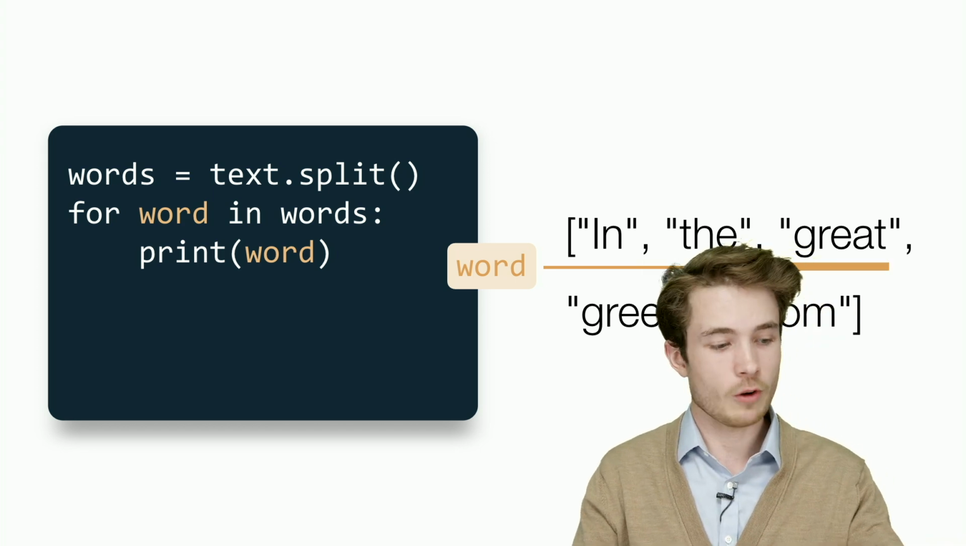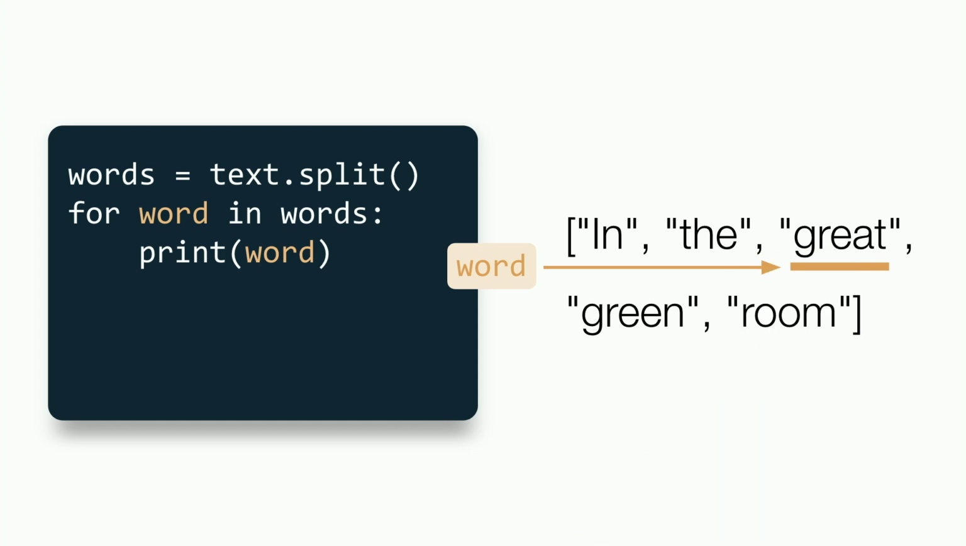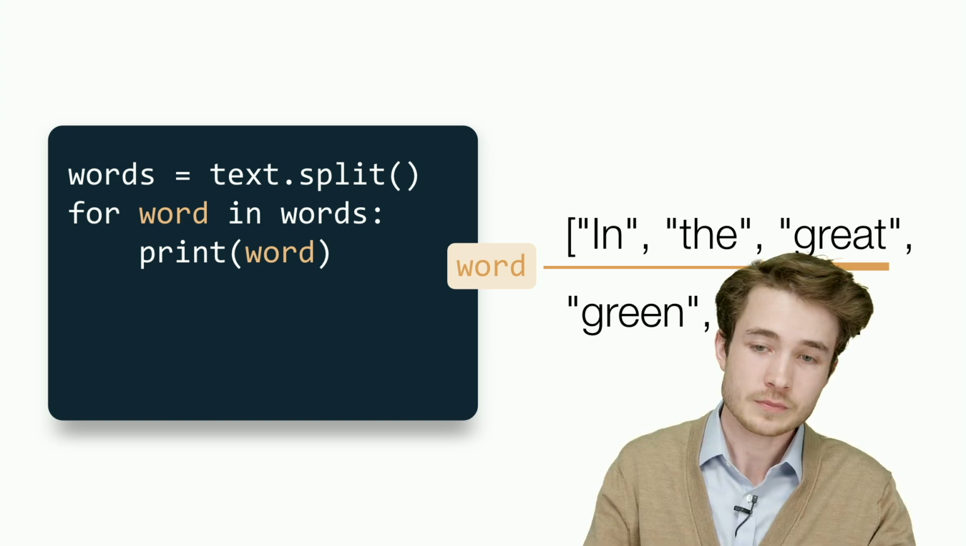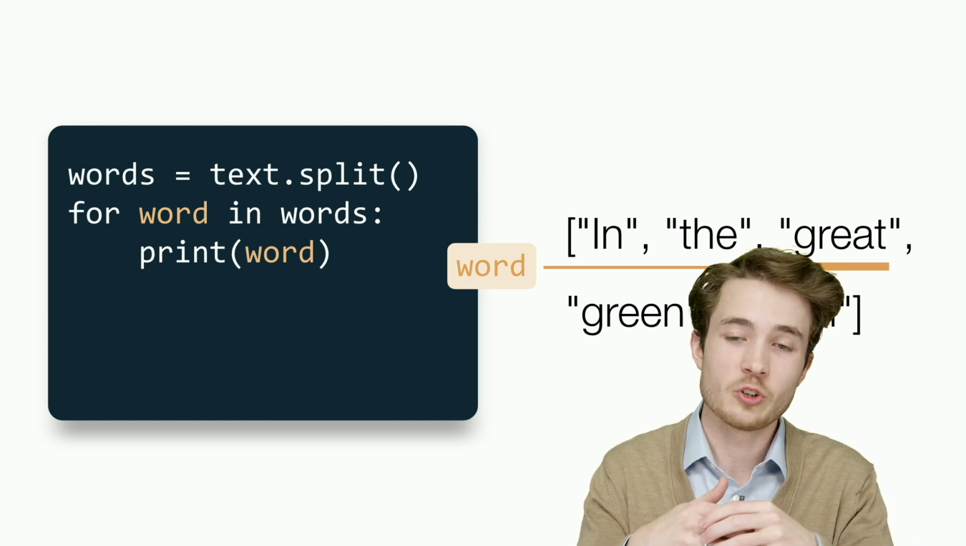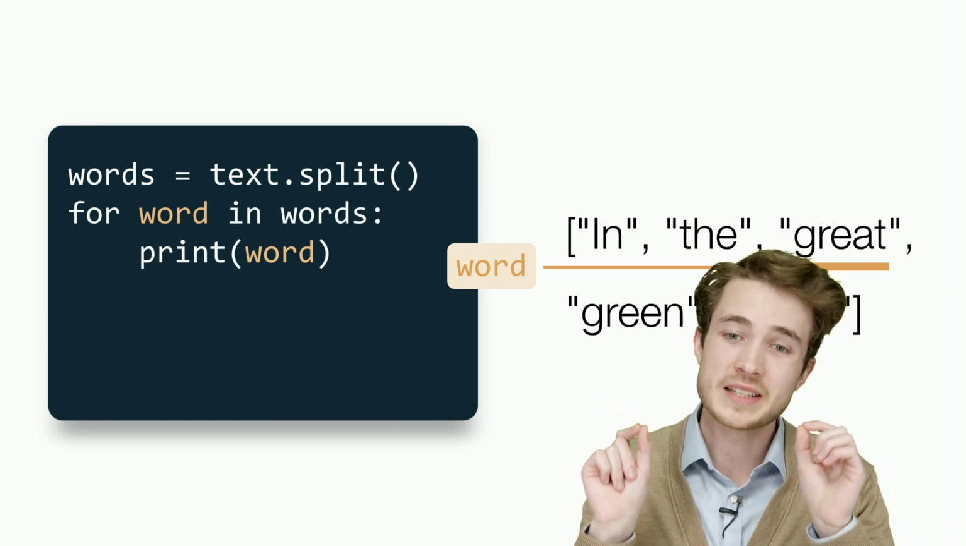And so you might be able to guess, on the fourth iteration, what will word get? It'll get green. And on the fifth iteration, what will word get? It'll get room, right? It'll get room at the very end. So we see that word is going through and getting these individual words inside of our list.